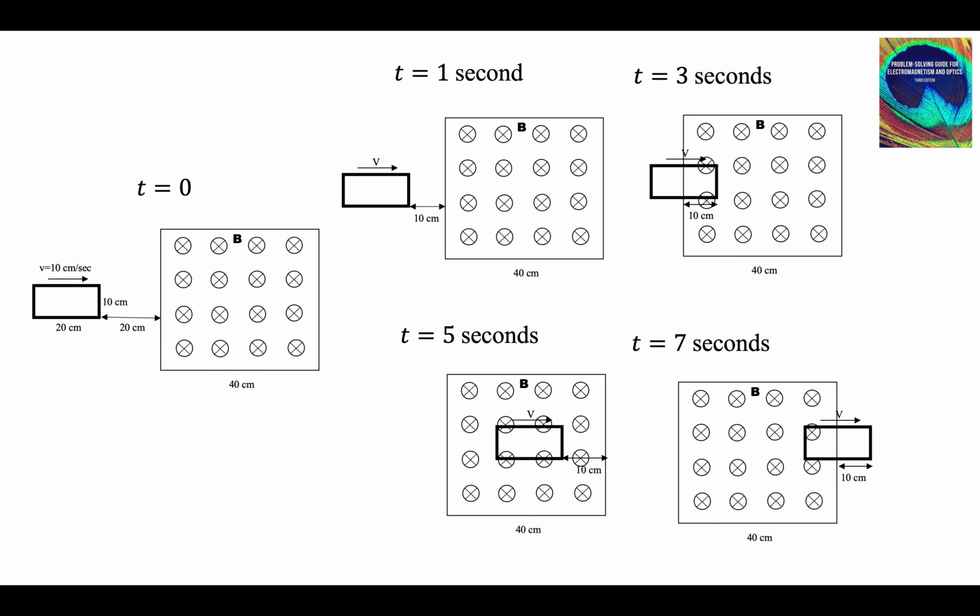There's no current at 1 second and there's no current at 5 seconds because the flux through the loop is not changing. Remember, it doesn't matter what the flux is. What matters is the rate of change. The flux at 1 second is certainly different from the flux at 5 seconds, but the rate of change is the same, and that rate of change is 0. So we have to focus on 3 seconds and 7 seconds.